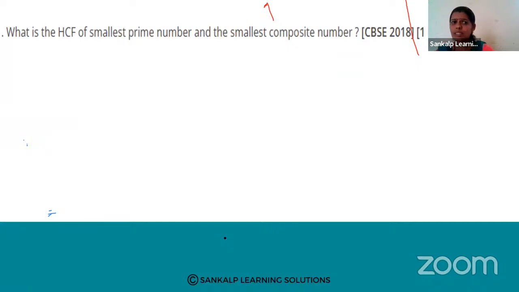Next. These questions are for 1 and 2 marks. Yes, this is a very interesting question. What is the HCF of, observe carefully, the smallest prime number and the smallest composite number? This question may be asked as an MCQ or directly as a 1 mark question. So what is our question? What is the HCF of the smallest prime number and the smallest composite number?